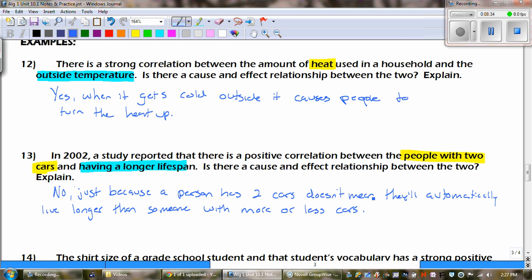And there's a ton of different ways you can look at it. Just because you have two cars, well, having two cars probably means you have more money. And if you have more money, that means you can pay more for healthcare or go see the doctor more often. Or maybe if someone doesn't have a car, maybe they have a bicycle and they ride their bike everywhere and they're healthier. But that's not a cause and effect relationship. All right, let's look at the last one.